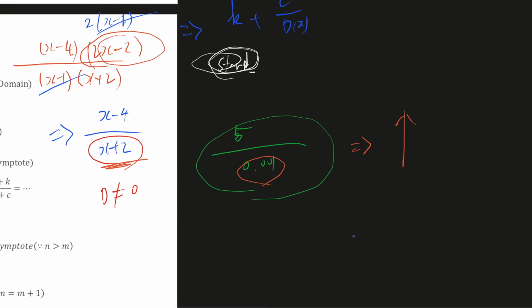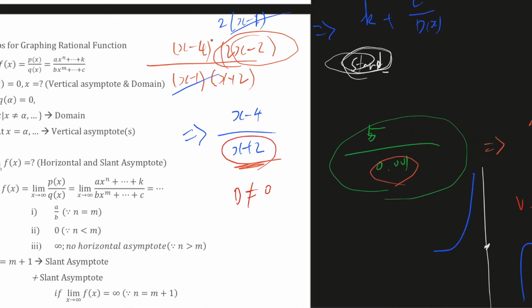think that there's going to be a very steep spike in the graph, like this, around this very point where you can't actually have a value. And that's a point where you call a vertical asymptote. How about the value that is cancelled out during the simplification?